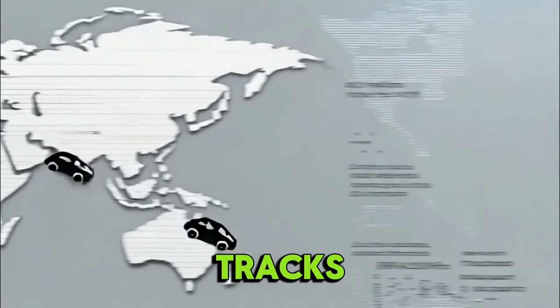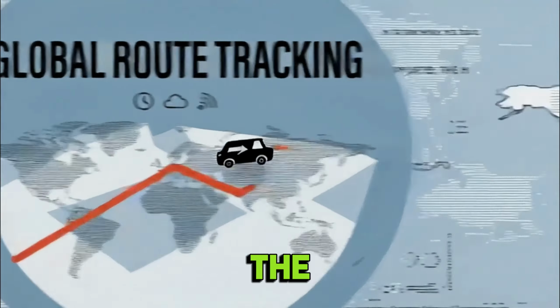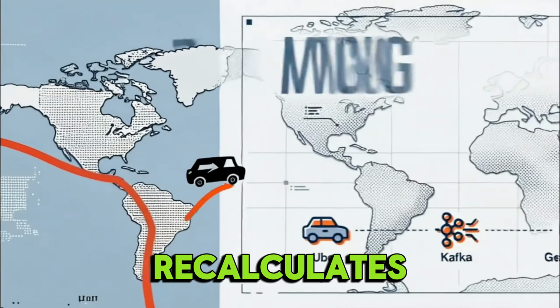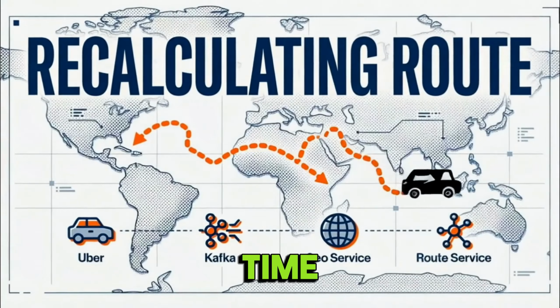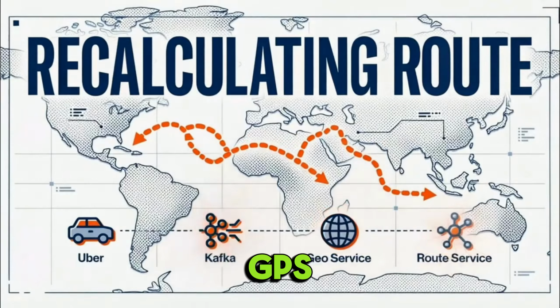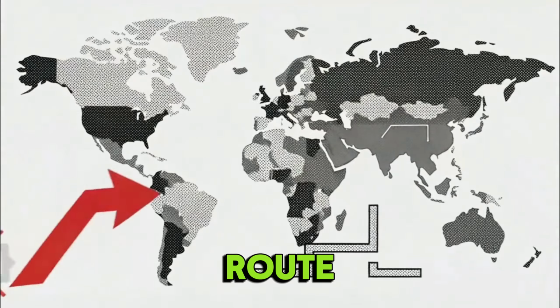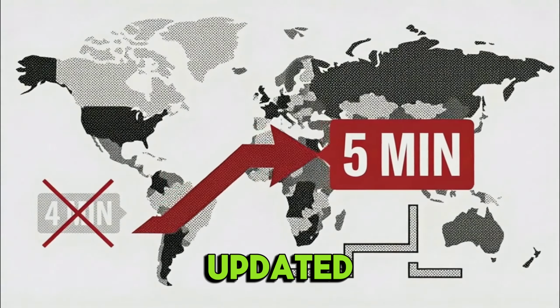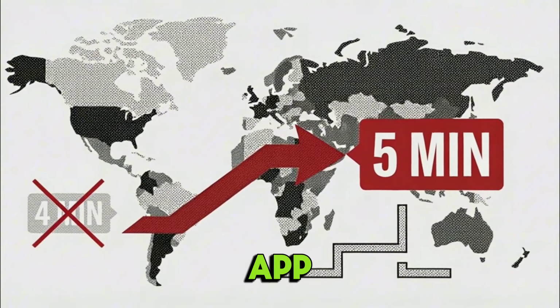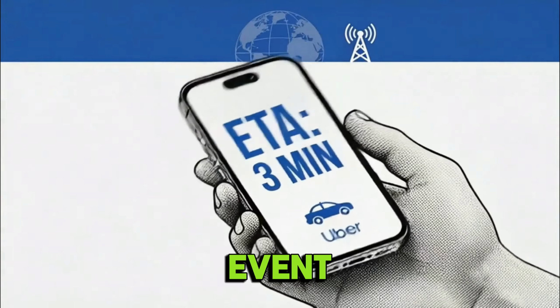This service tracks whether the assigned driver is following the expected route, continuously recalculates the estimated arrival time based on the driver's actual GPS position versus the planned route, and pushes the updated ETA to the rider's app every time a new location event arrives.